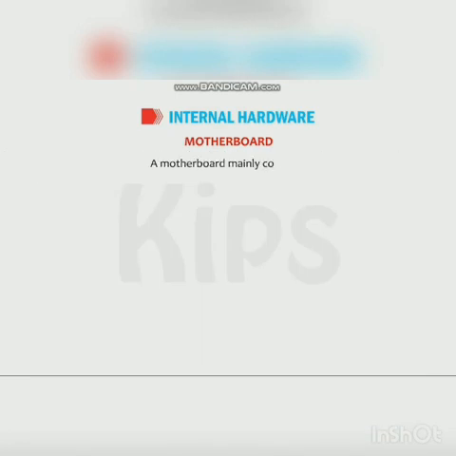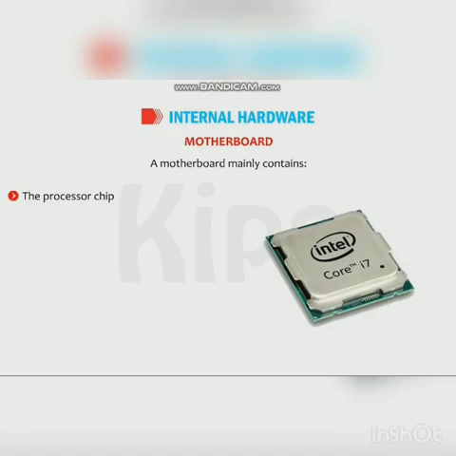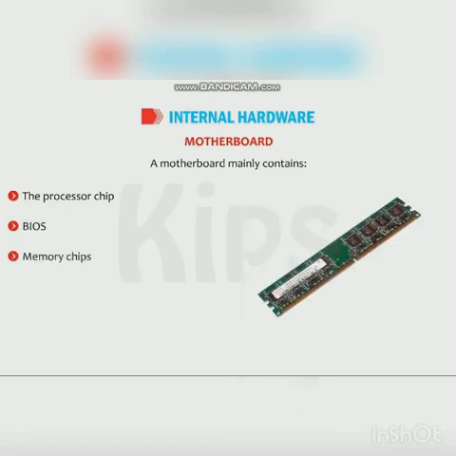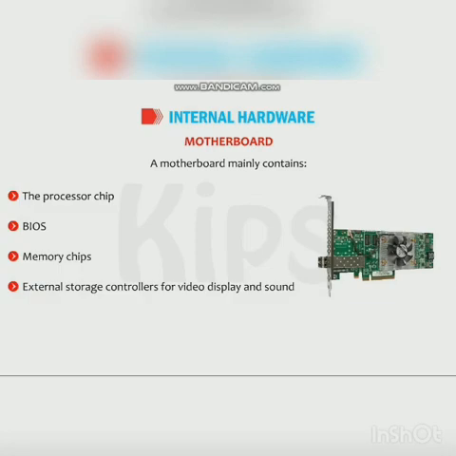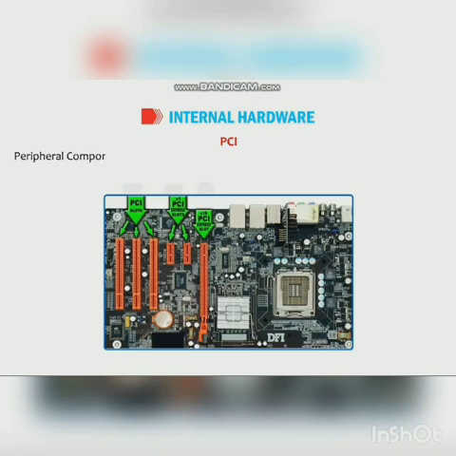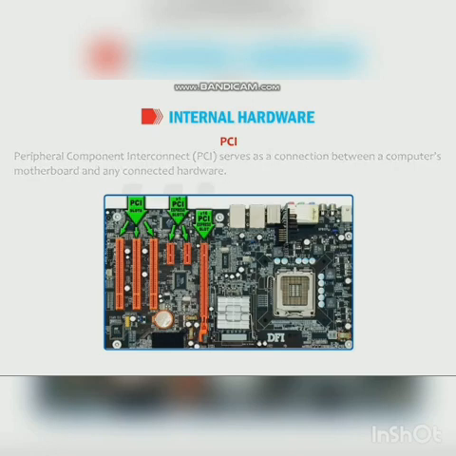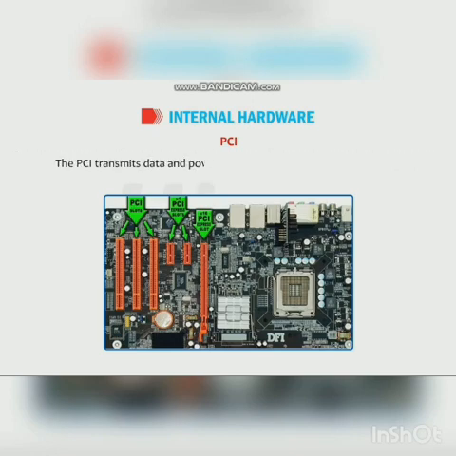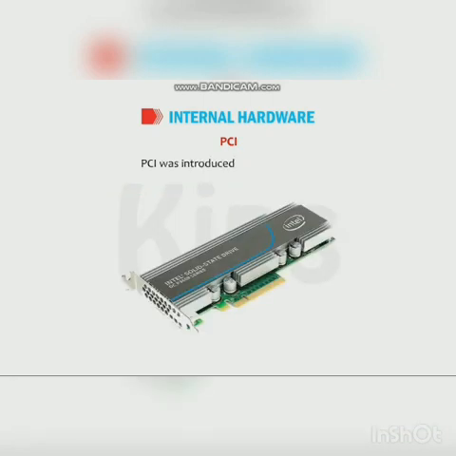A motherboard mainly contains the processor chip, BIOS, memory chips, external storage controllers for video display and sound, and expansion slots for connecting additional circuit boards, PCI, Peripheral Component Interconnect. PCI serves as a connection between a computer's motherboard and any connected hardware. The PCI transmits data and power between a computer and the device. PCI was introduced by Intel in 1992.